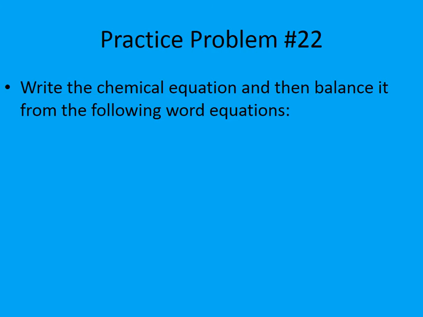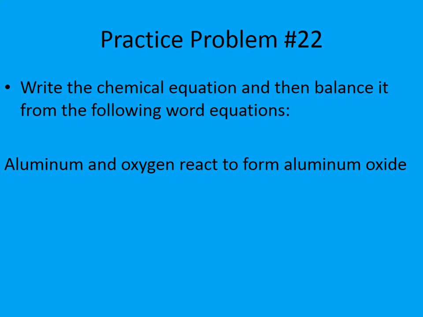Okay, so practice problem number 22. You do have this one in your book. It says to write the chemical equation and then balance it from the following word equation. So this one, we have aluminum and oxygen react to form aluminum oxide.